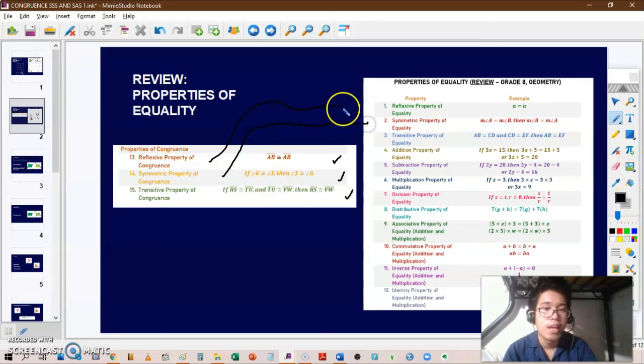It also works the same as the symmetric property of equality. But instead of having an equals sign, we have the congruence here. And also we have the transitive property of congruence. So this is quite new.